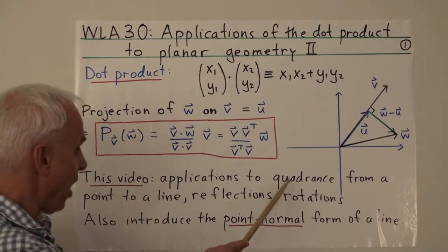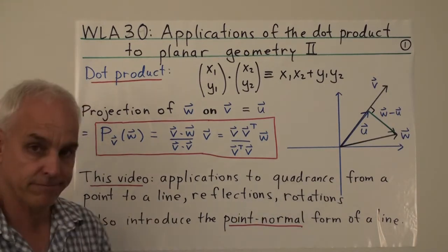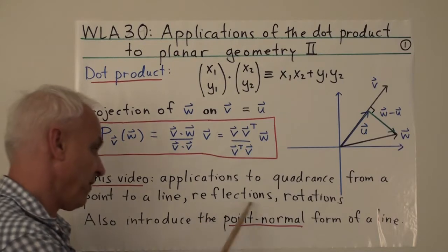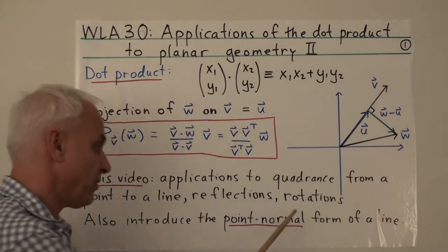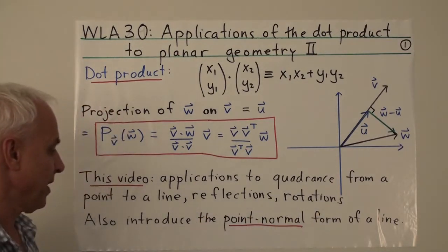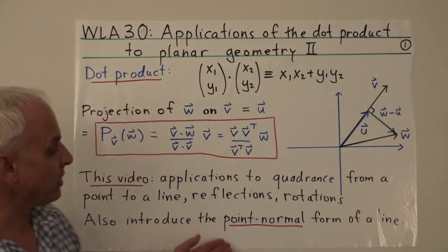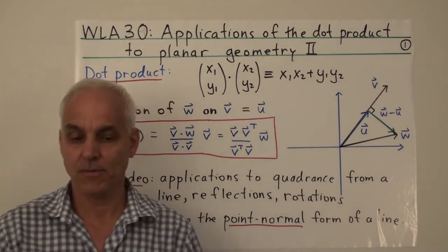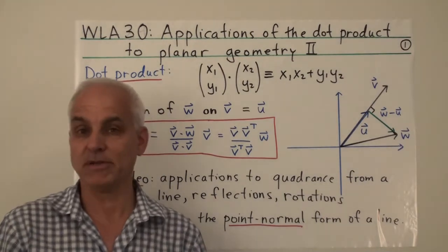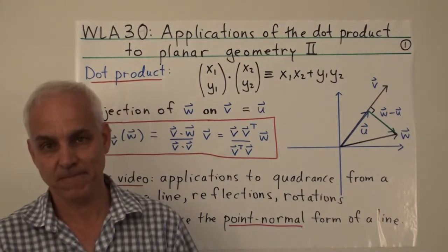Okay, so in today's video we're going to carry on with applications of this dot product. We're going to talk about the quadrants from a point to a line, and we'll introduce the idea of reflections, and then also rotations. And along the way it's going to be useful for us to introduce the point normal form of a line, which is another way of thinking about how to represent a line in 2 dimensions.